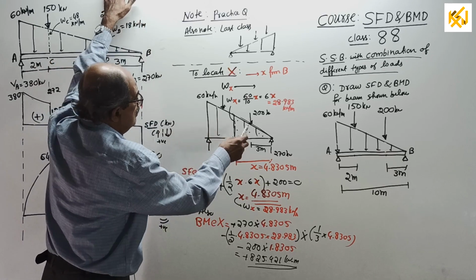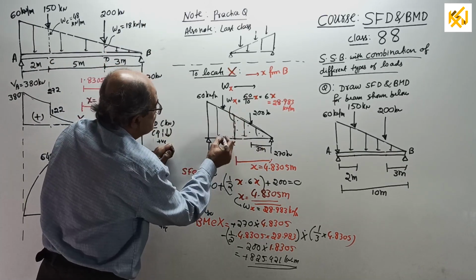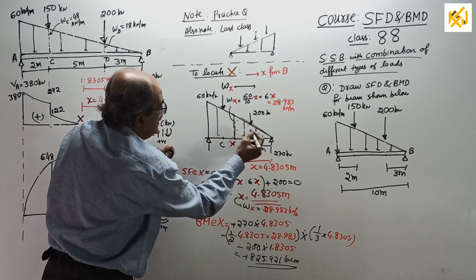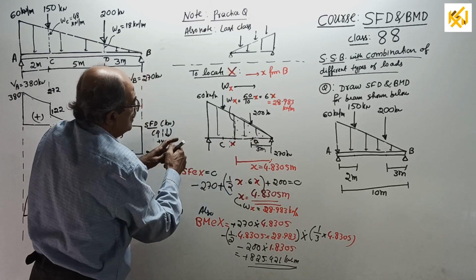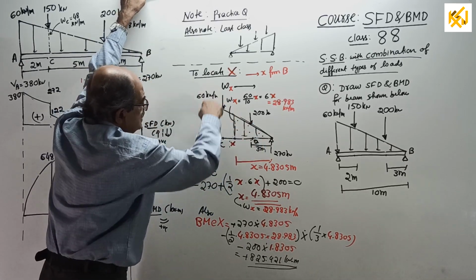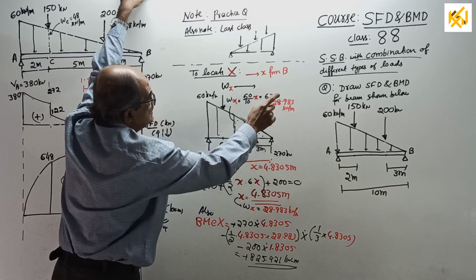Okay, now, we need the intensity at X point here. See, this is the point. This is C. This is D. After this point, this is D. So, here intensity required. 60 by 10 into X. I wrote here. 6X is the intensity.